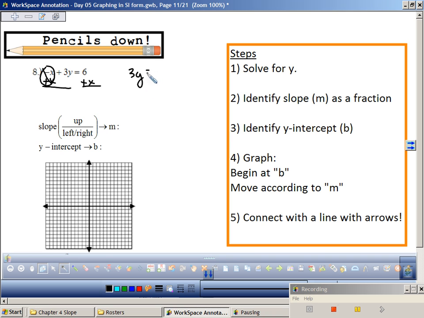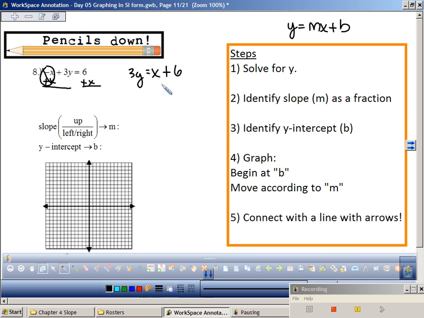3y equals 6. Not just 6. What else do I have there? Not 6x. That's 6 ones, and this is an x. So what would I start with if I want to put this in y equals slope-intercept form? x plus 6. Excellent. Now what do I do?